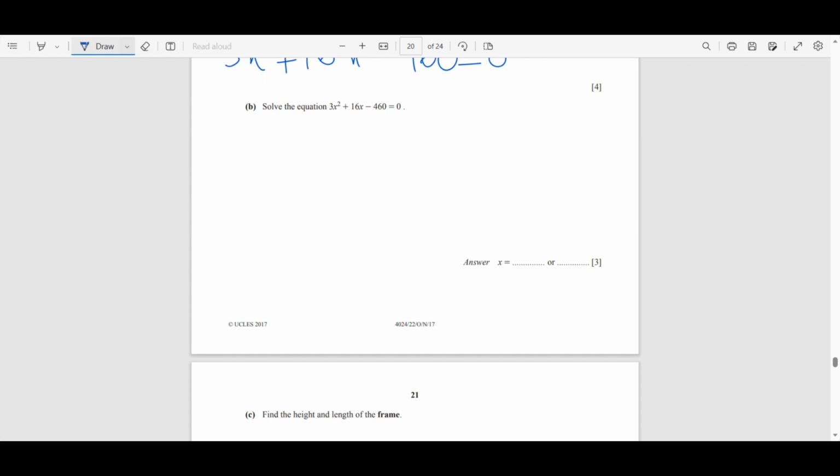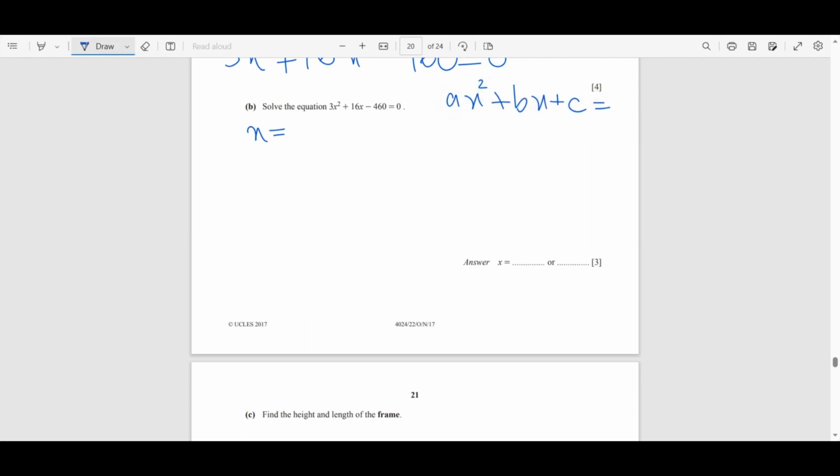But the quadratic formula is easier, because 3 times 460 is a huge number, and finding the factors of that is too time-consuming. So I'm safely going to use the quadratic formula, since I really want to save my time. So ax squared plus bx plus c is equal to 0.